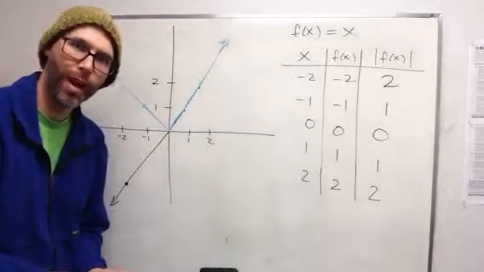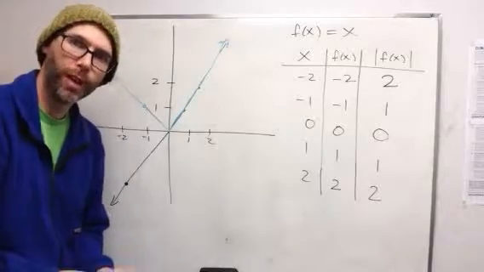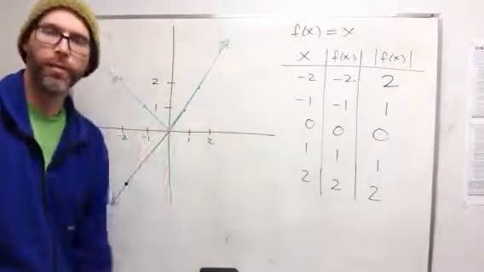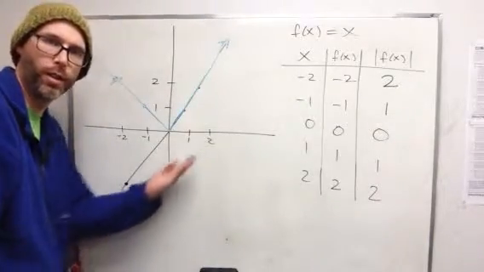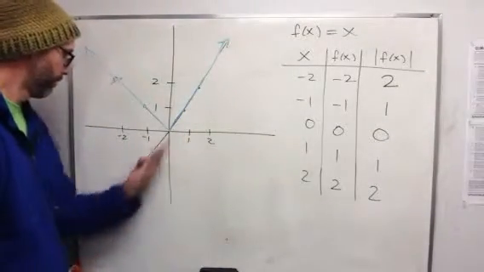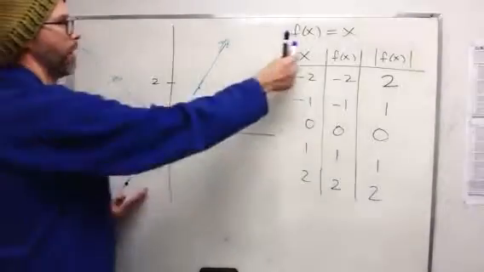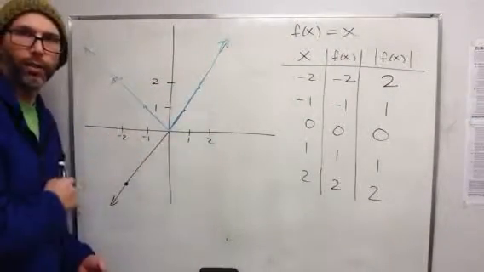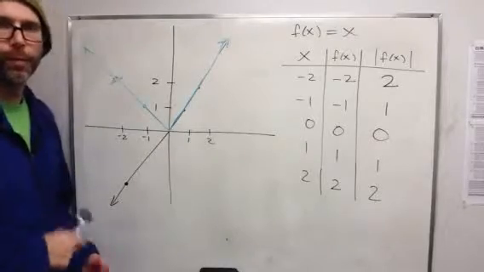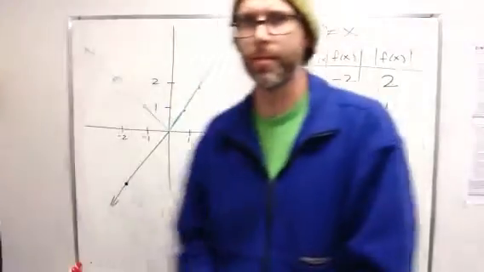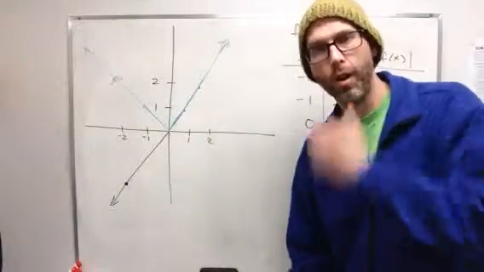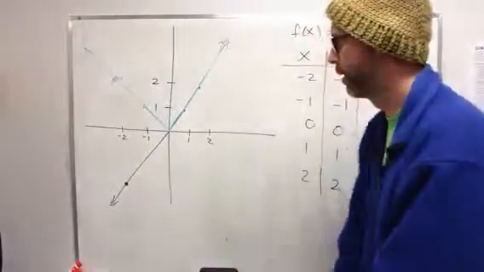This is why the graph of absolute value of x looks like a V. It is the reflection of the negative part of f of x equals x through the x-axis. It's basically like all the negative parts.